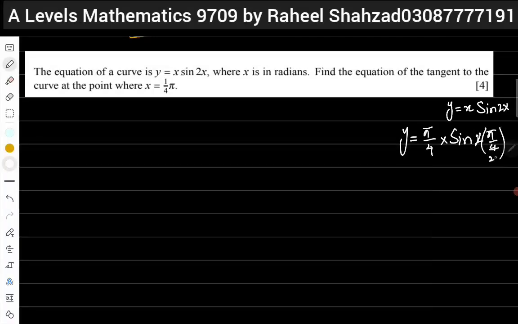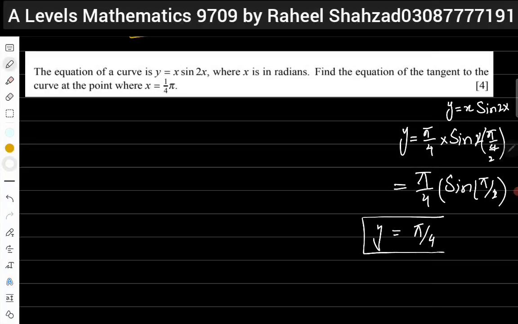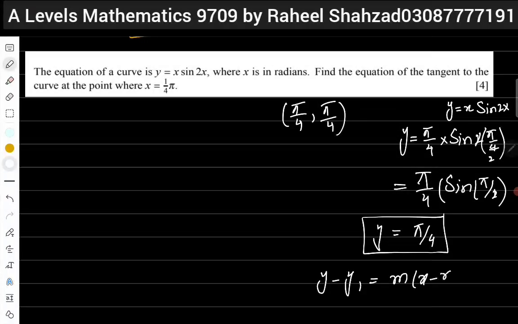Now this will become π/2, so that is π/4 into sin of π/2, that makes it 1, so π/4. So your y value is also π/4, right? So basically we are trying to find the equation of the tangent at (π/4, π/4), right? And the equation of a tangent is always y − y1 = m(x − x1).